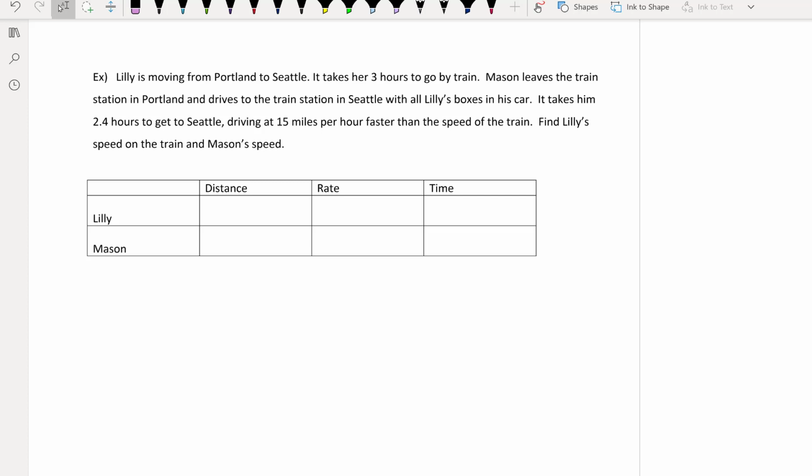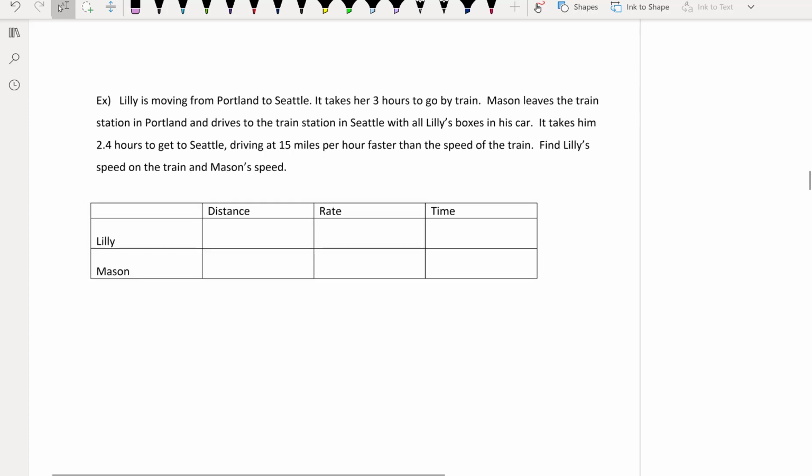It says, Lily is moving from Portland to Seattle. It takes her 3 hours to go by train. Mason leaves the train station in Portland and drives to the train station in Seattle with all Lily's boxes in his car. It takes him 2.4 hours to get to Seattle, driving at 15 miles per hour faster than the speed of the train. Find Lily's speed of the train and Mason's speed. So this is a lot going on. So what exactly is happening? It's definitely a distance, rate, and time, but sometimes a little picture never hurts, so it never hurts to draw one out.